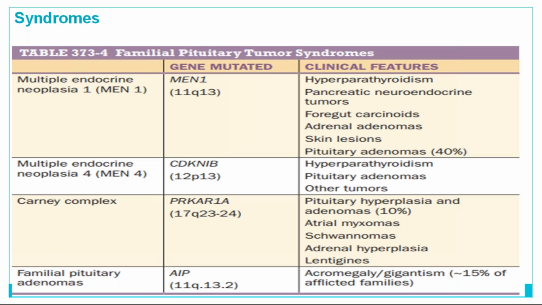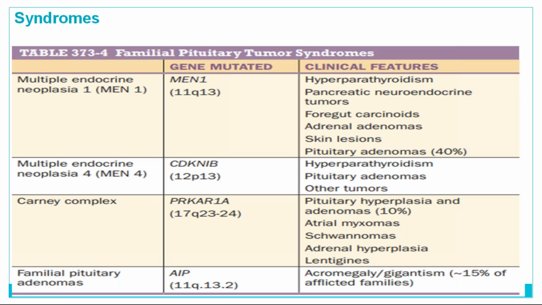This is P Pit Pan. P is for parathyroidism. Pit is pituitary. Pan is pancreatic. So it is P Pit Pan. Hyperparathyroidism, pancreatic, and pituitary adenoma. These three are the features of MEN 1. What you have told, medullary thyroid carcinoma and all, will be MEN 2.